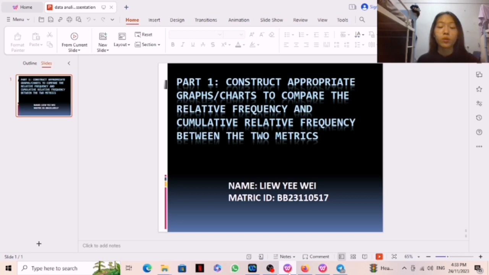First of all, I'll show the question of our group assignment. Now I will present part 1, which is to construct appropriate graphs or charts to compare the relative frequency and cumulative relative frequency between the two metrics.